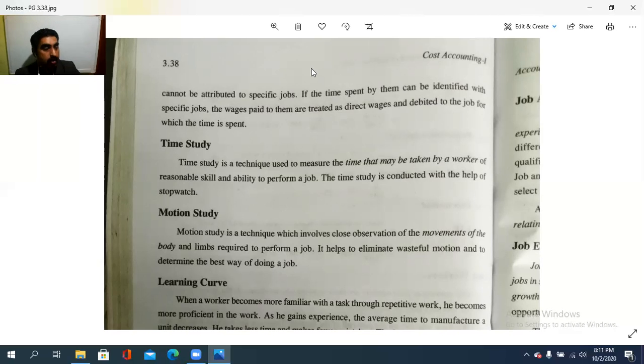So, time study is measuring the time the workers take to perform any work, while observing the workers. Their movement of the body as well as the limbs required to perform a job, that is the motion study.